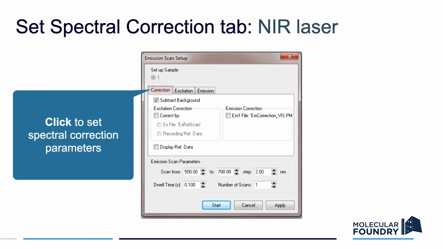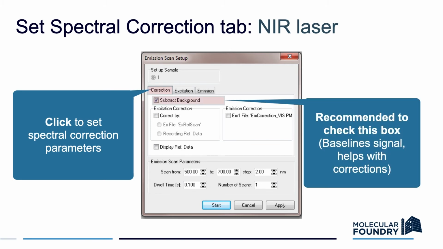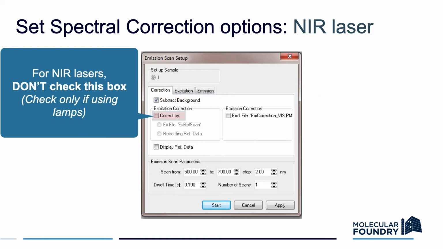Click on the Correction tab to set the spectral correction parameters. Here it's recommended that you check the Subtract Background box. This baselines the signal to a dark reference. For the infrared lasers, you don't want to check the Correct By box in the excitation correction subwindow. This is only used for lamps.